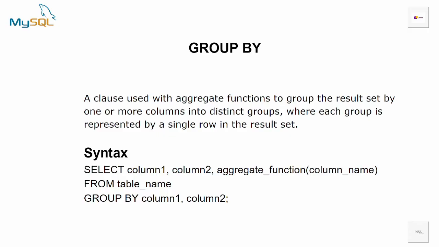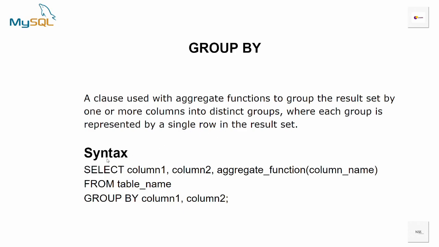Group by is a clause used with aggregate functions to group the result set by one or more columns into distinct groups. Each group ends up being represented by a single row in the result set. I see how this can be confusing. It's a lot of words in one place. We're going to see actual examples that would help us to understand what this definition is saying better.